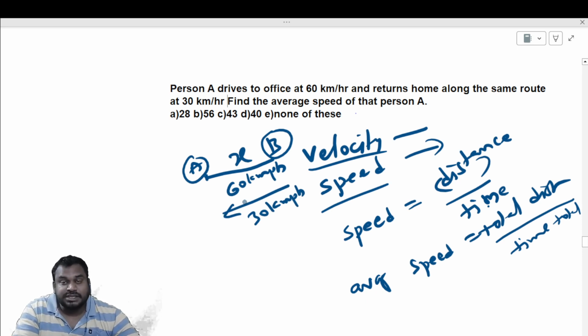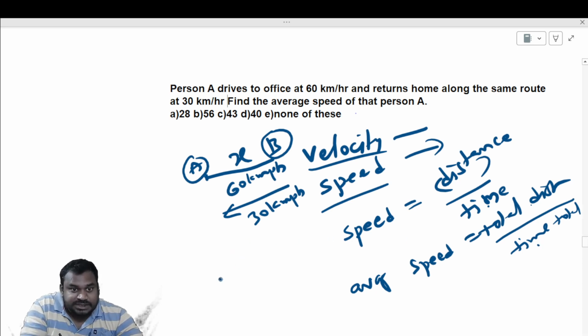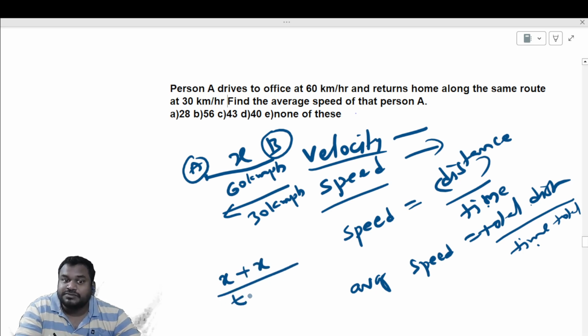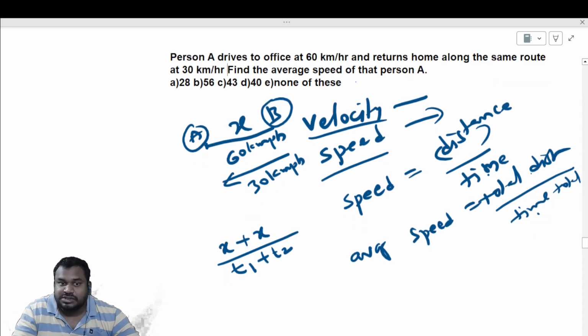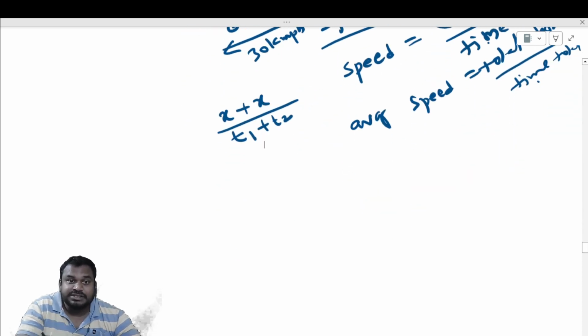Now he is asking the average speed. So average speed, I told you, is total distance covered by total time. Total distance is x once and again x another time, divided by total time. Suppose while going it took t1 time and while coming it took t2 time. So if you can find these, 2x by t1 plus t2, then you will get the answer. I don't know t1. t1 is nothing but the time taken while going to office.